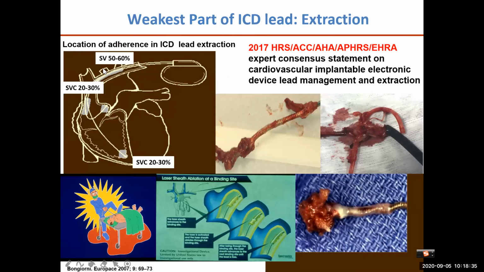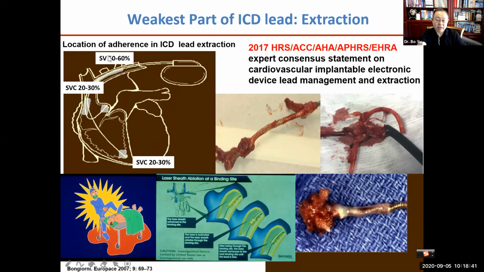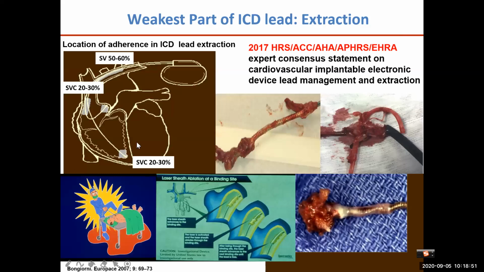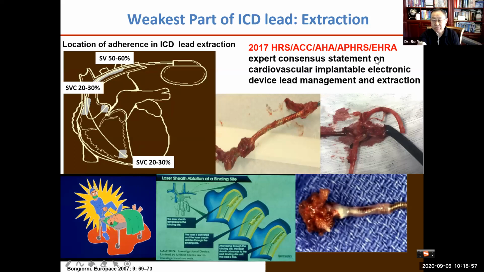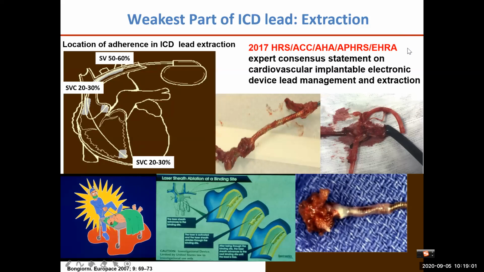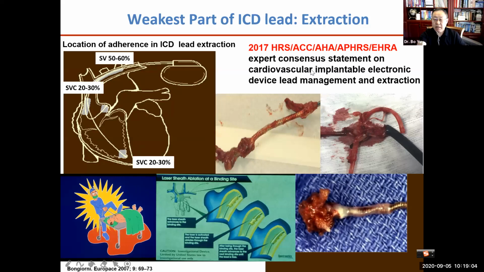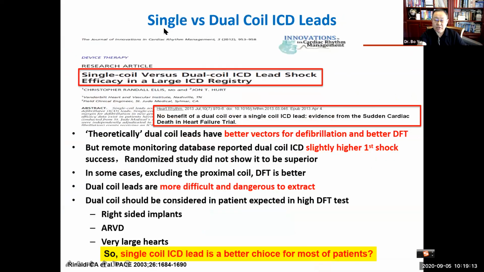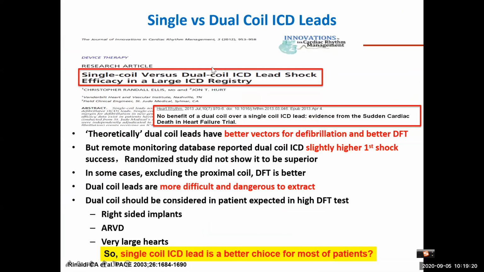Actually, there are 3 most important parts for the adhesion of the ICD lead: the subclavian vein, the SVC, and also the right ventricular apex. So whenever you withdraw these ICD leads, they may have some problems. So in the 2017 HRS guidelines, in some situations you may consider withdrawing the ICD leads, not all of the ICD leads. As for single or dual coil ICD leads, there are some studies comparing single coil and dual coil ICD leads.